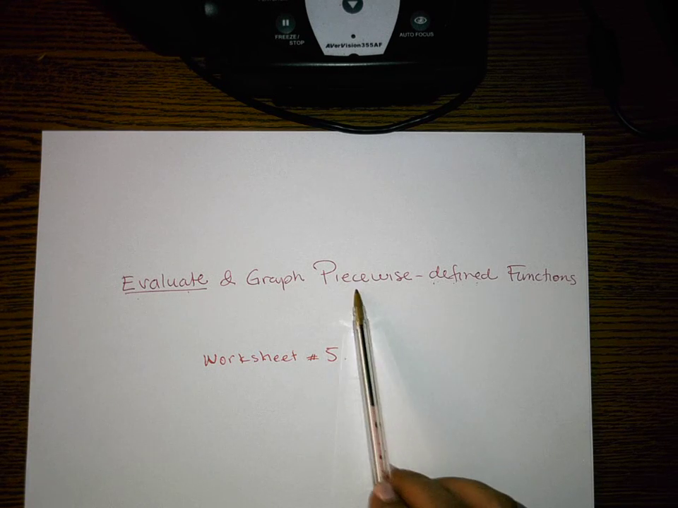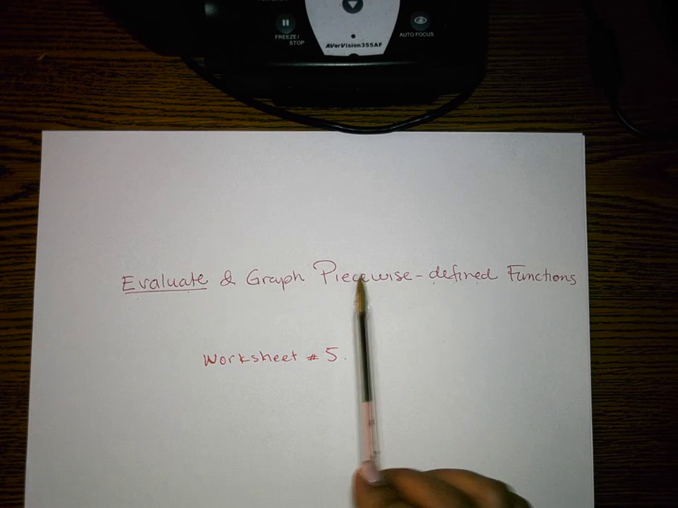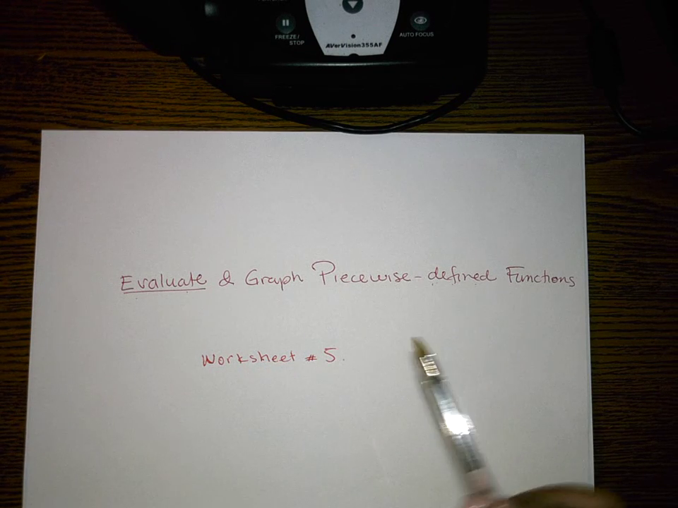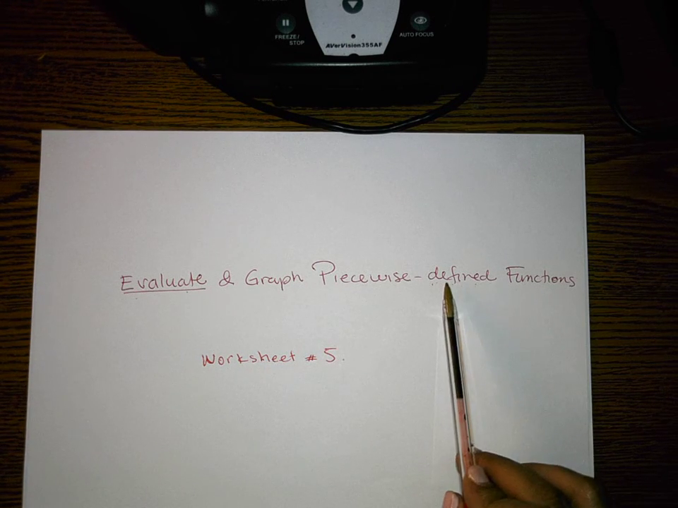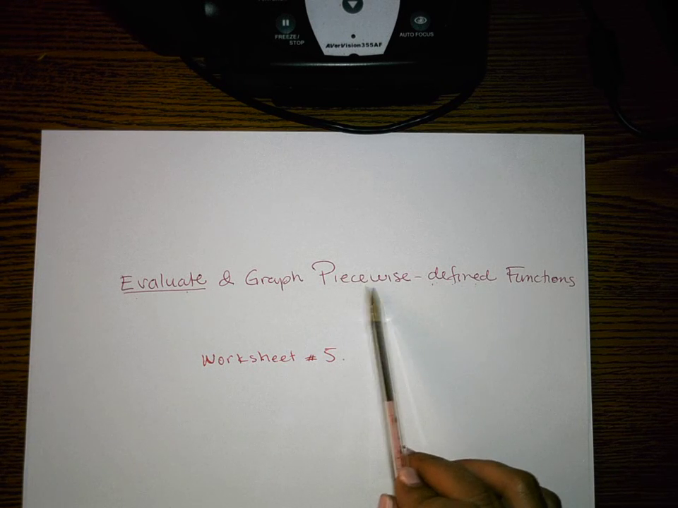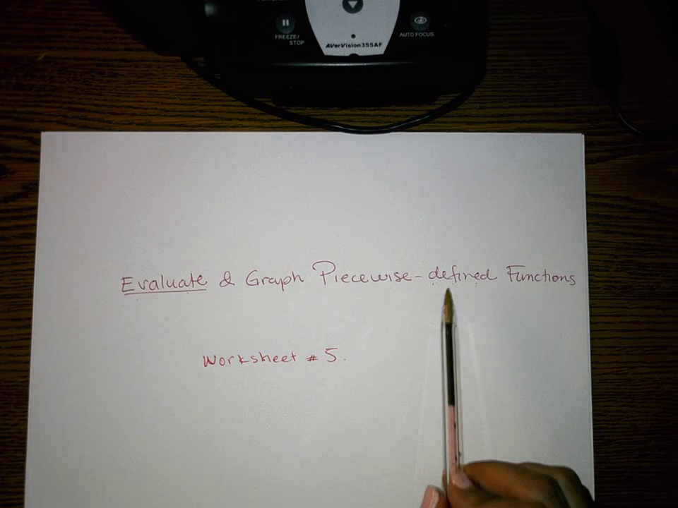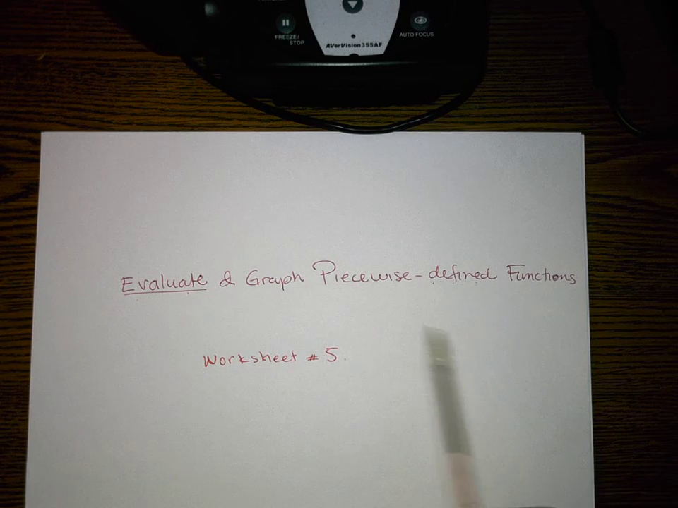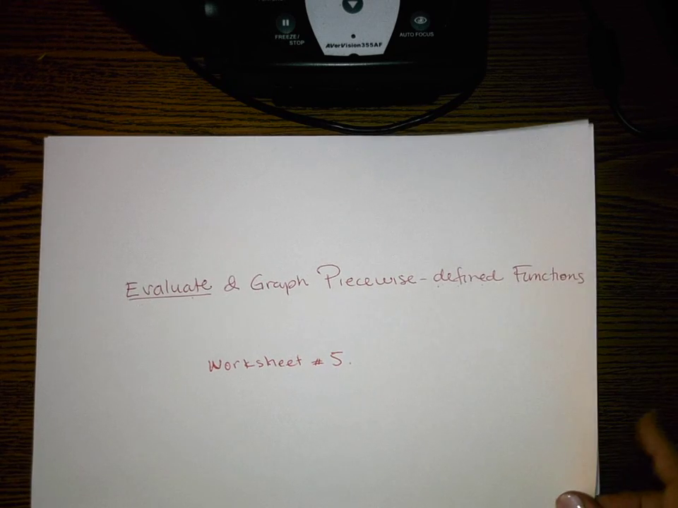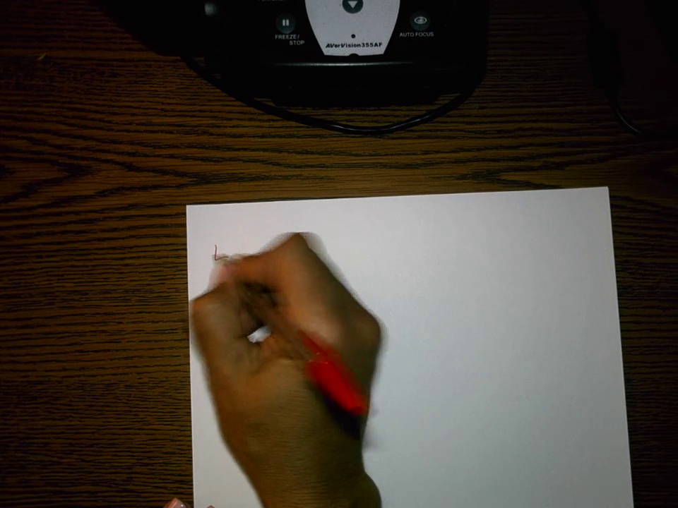It's called piecewise because, as it says in the title, there are pieces of functions, and it's defined because we're going to define the domain for you. So it's a combination, a morph of some functions in certain areas of the domain, and it covers worksheet 5. Okay. So the first thing I want to explain, in more detail, is the evaluate part.